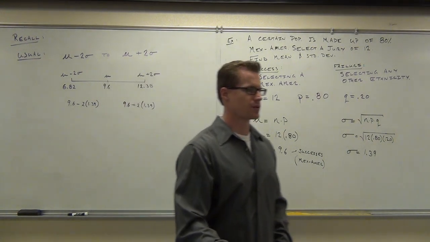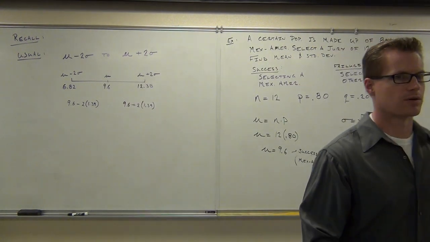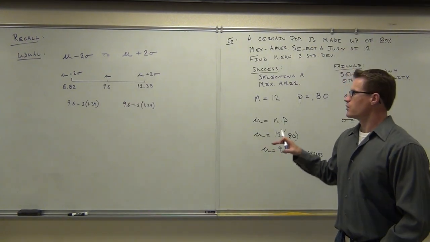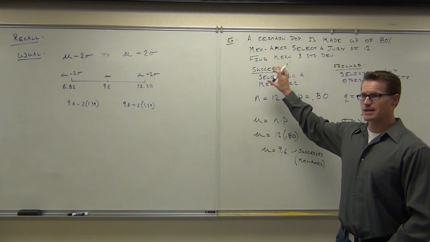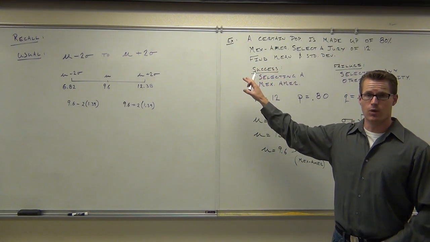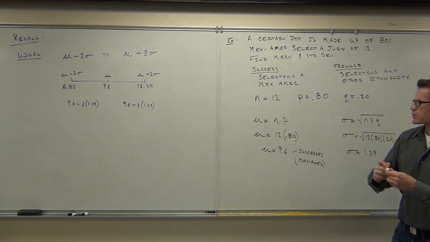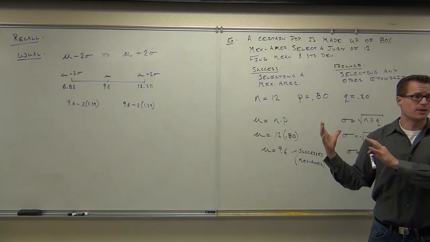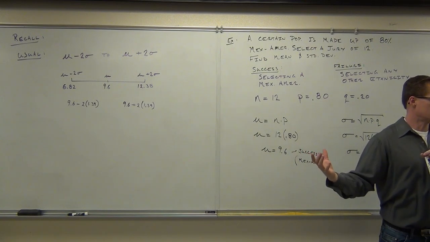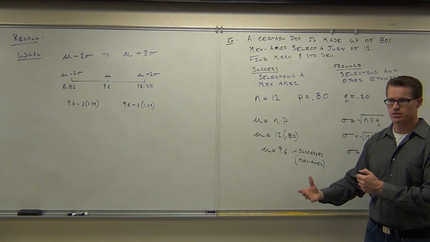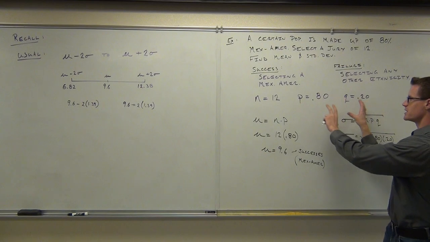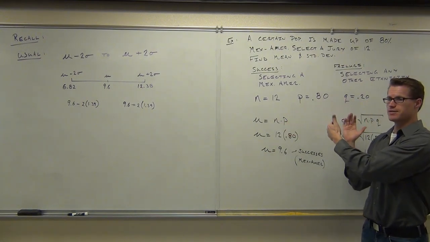Stop right there and kind of recap what we've done so far. First thing we did, when we're doing our problems, is identify success. You have to be able to do that. What is a success? What's a failure? You have to do that because in order to get your mean and your standard deviation, you've got to be able to identify your P and your Q, right? And your N. You can't do that unless you've identified your success. We identify those three numbers. That's all you need for your mean and standard deviation.